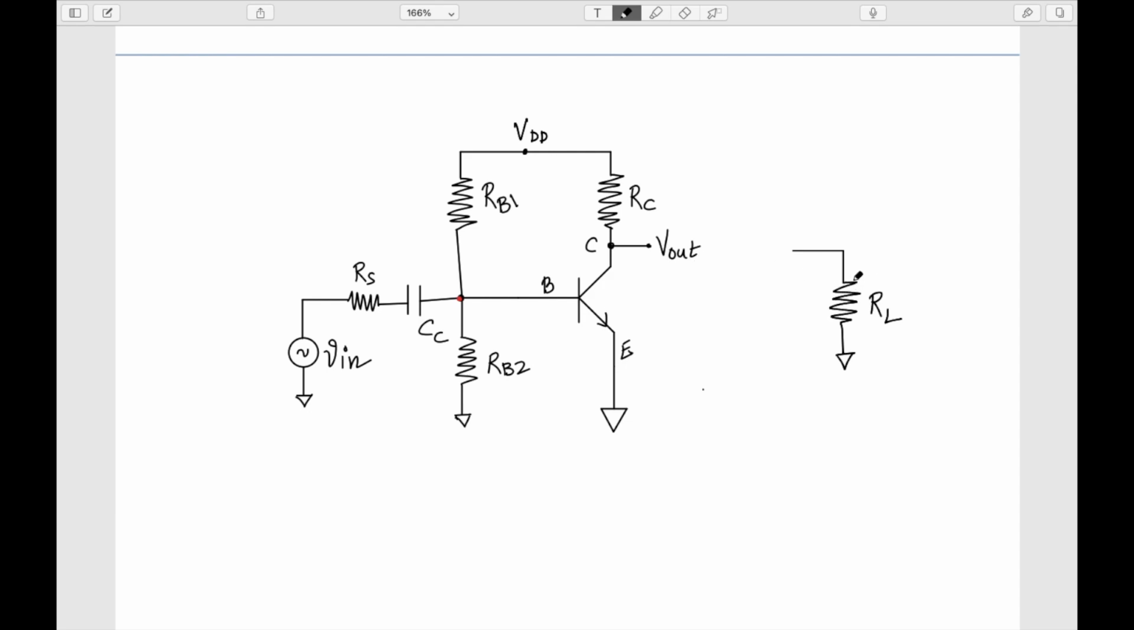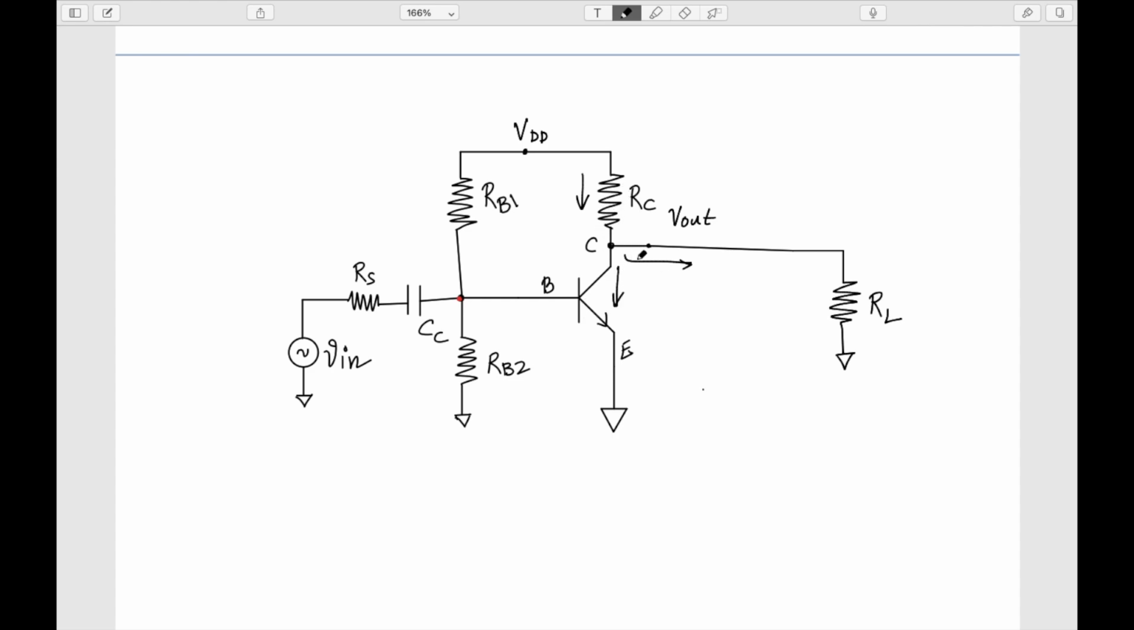Now if I just connect this V out directly, what will happen is my DC operating point is going to get disturbed, because you can see here in terms of DC, the current flowing through this one, which was IC, will get divided.